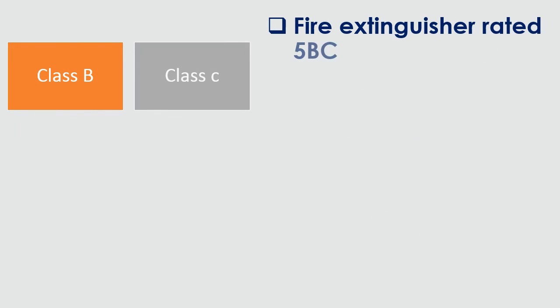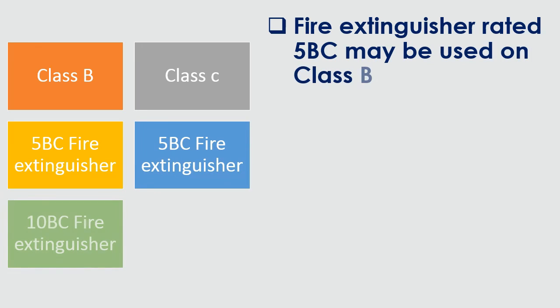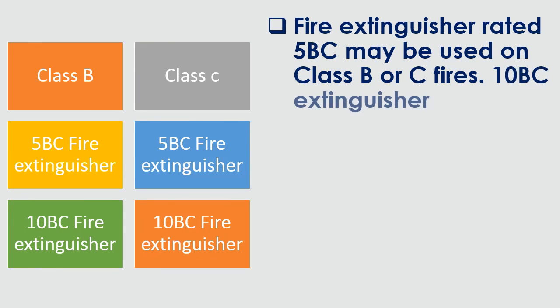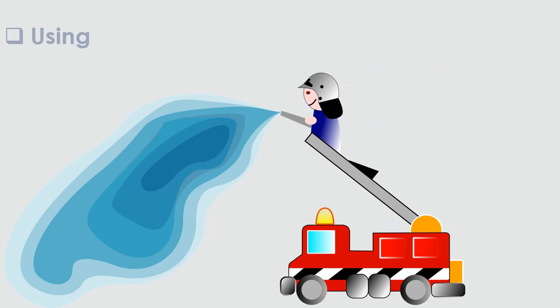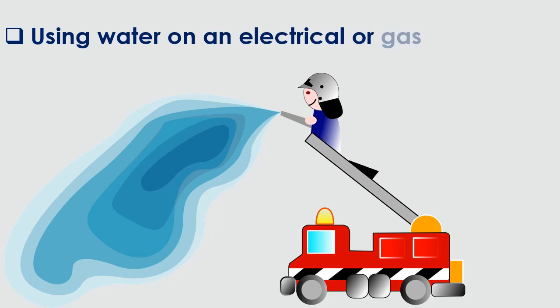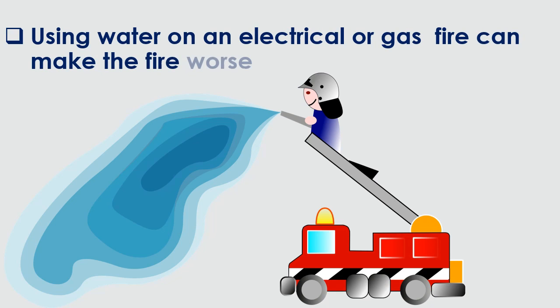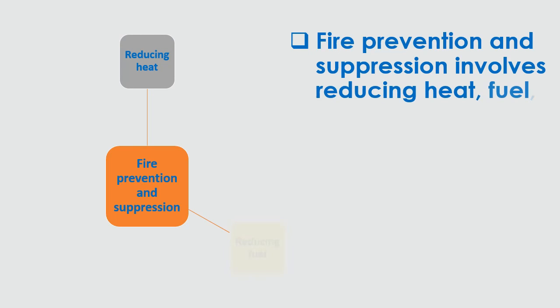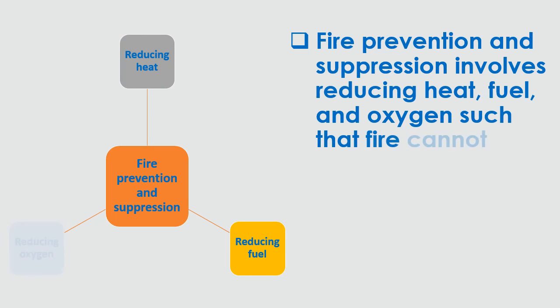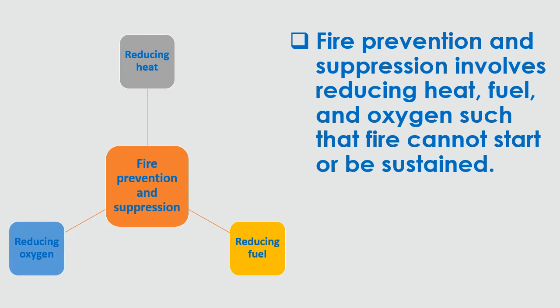A fire extinguisher rated 5 BC may be used on Class B or C fires. A 10 BC extinguisher would have twice the capacity of a 5 BC extinguisher. Using water on an electrical or gas fire can make the fire worse. Fire prevention and suppression involves reducing heat, fuel, and oxygen such that fire cannot start or be sustained.